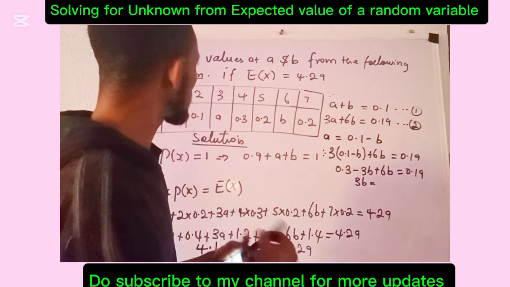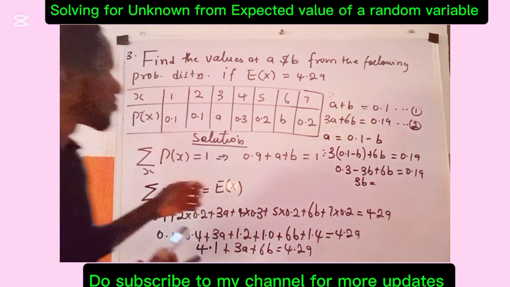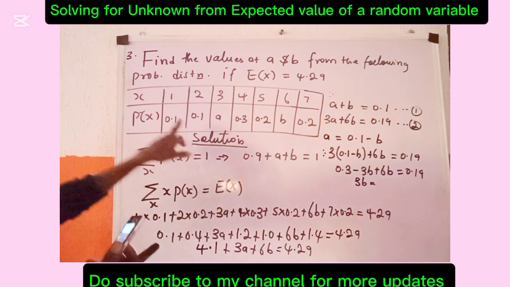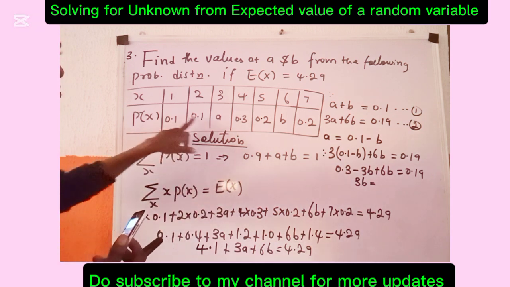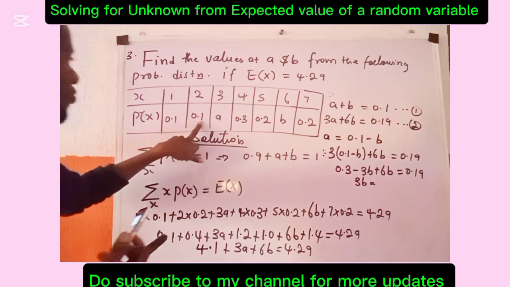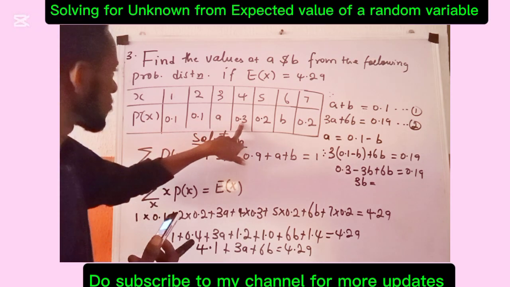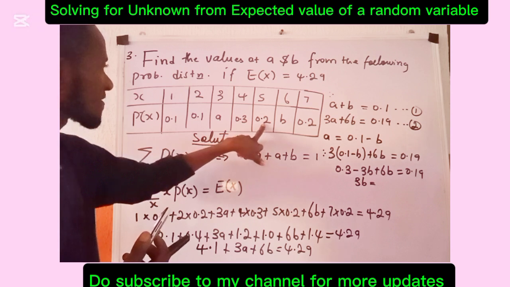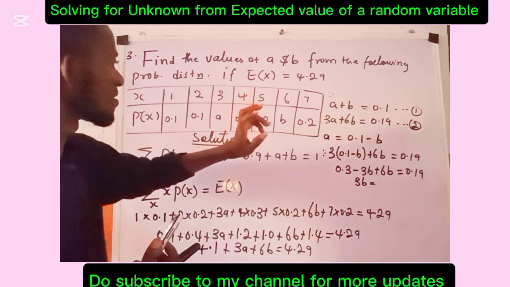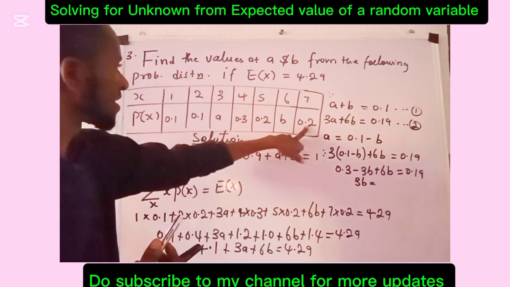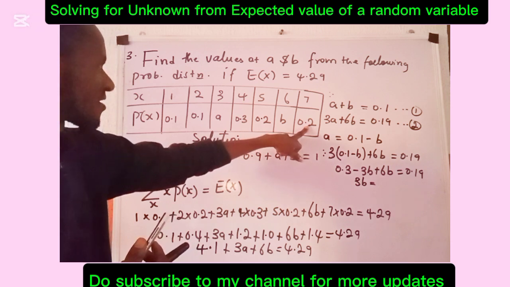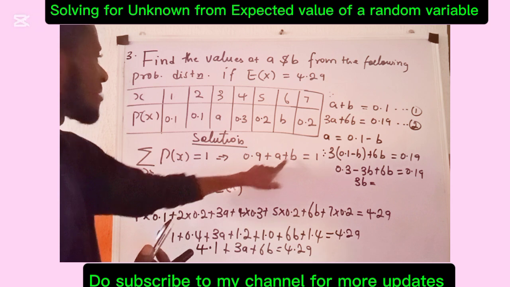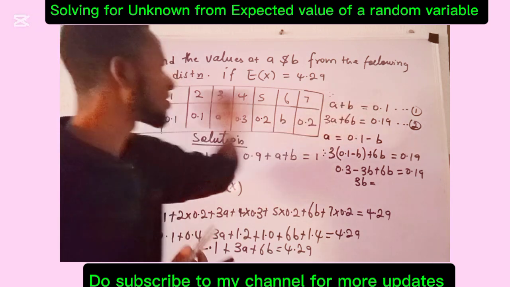Okay, we need to closely look at where the sum is. Here is 0.1. This is 0.2. This is 0.5. This is 0.7. This is 0.9. Okay? So in that case, I have 0.9 plus a plus b equals 1. So this one is correct.